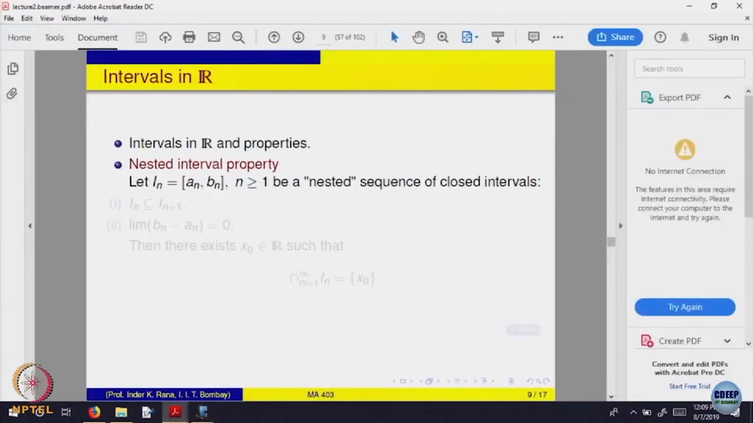So, let us take a sequence I n of intervals. Keep that picture in mind. At the nth stage, you have this interval a n to b n. And we say it is nested if the next one is inside this. We want to make it shorter. The next interval is inside, locating. So, with the property that I n is a subset of I n plus 1, right.